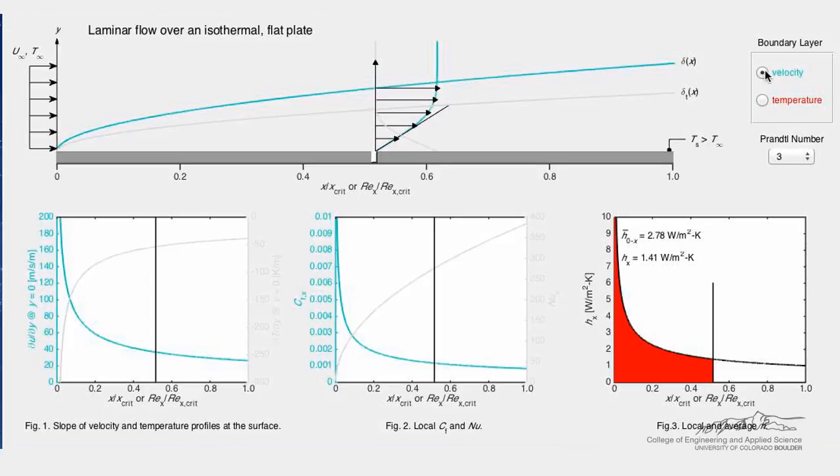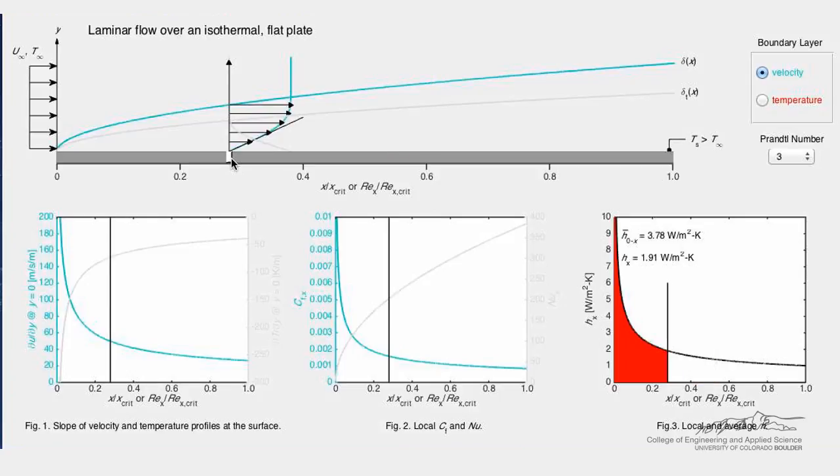With the velocity radio button selected, the velocity profile inside the velocity boundary layer is shown. Use the slider to change the position and observe the change in the shape of the velocity profile. In addition, the velocity boundary layer thickness is plotted as a function of length along the plate.